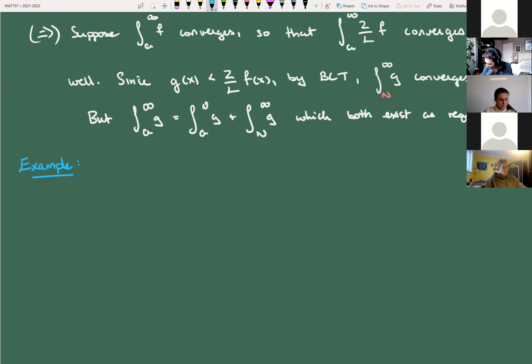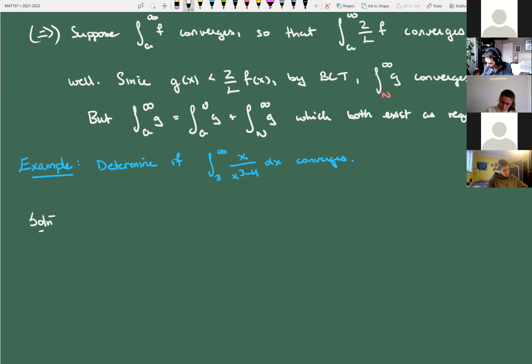So determine if, what did I say? 3, I think. x cubed minus 4 converges. And again, I was saying morally this function is just 1 over x squared, right? So that is our comparison function. That's what we're going to try and compare it to.